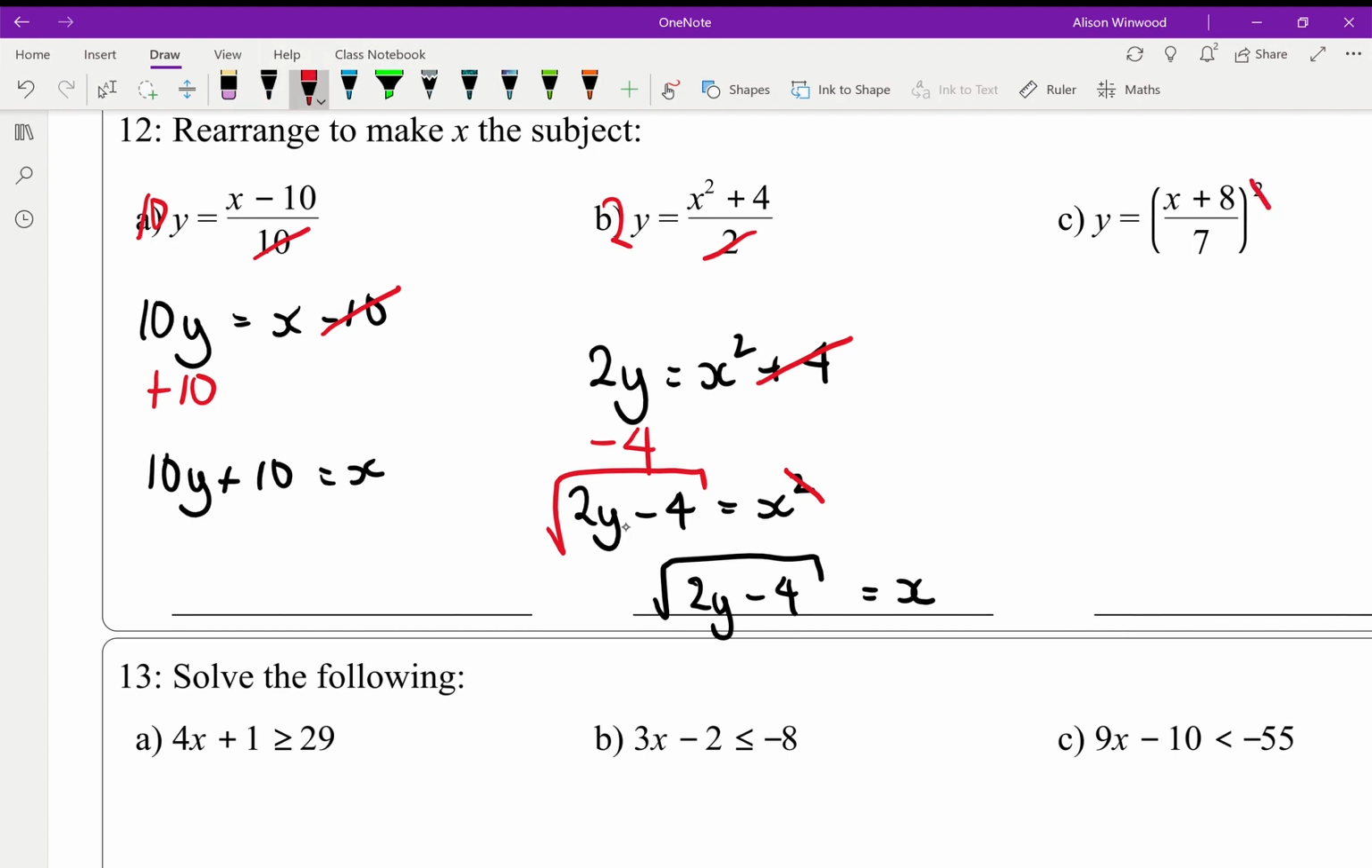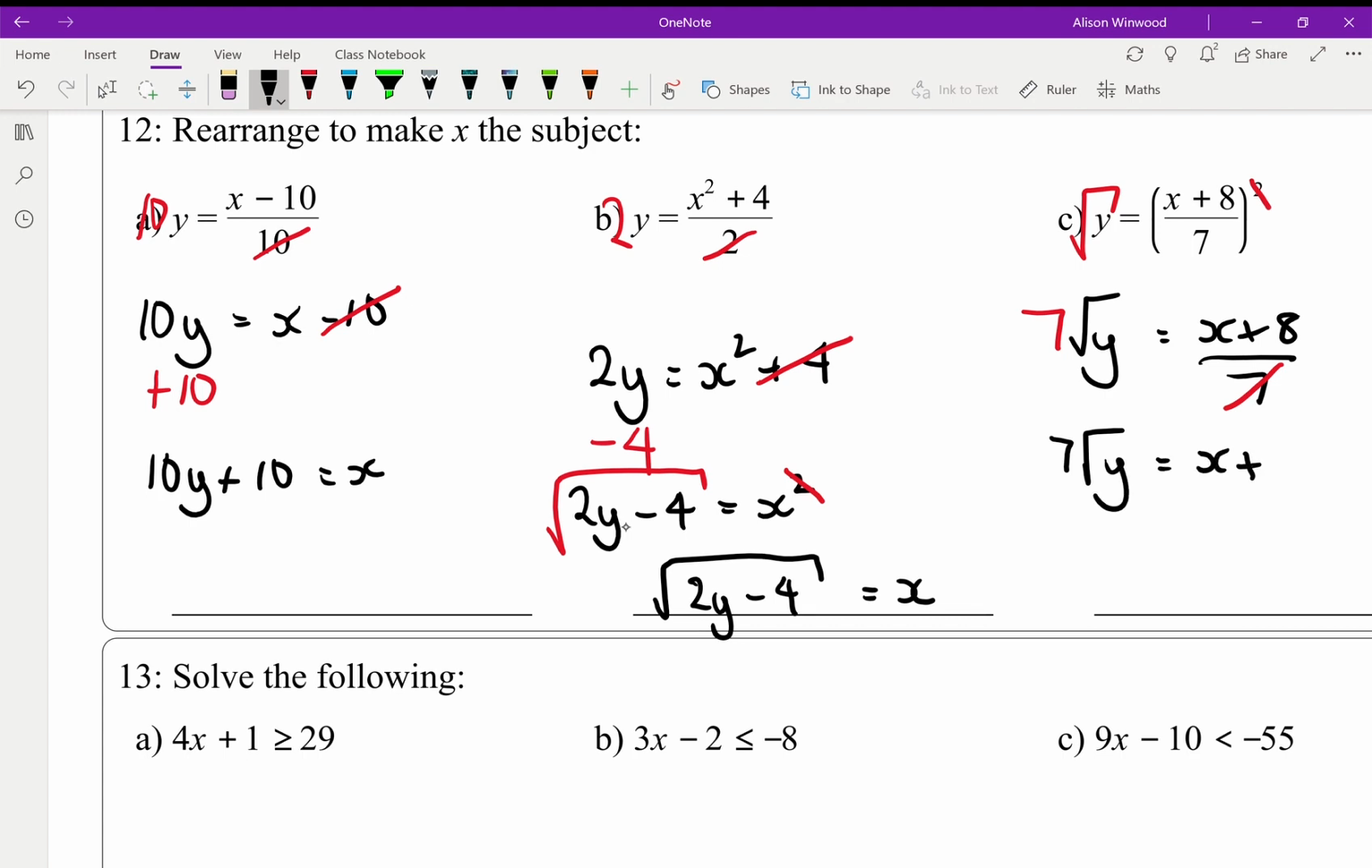Opposite of squaring is square rooting. Opposite of divide is multiply. And the opposite of add is subtract. So we end up with 7 times the square root of y subtract 8 equals x.